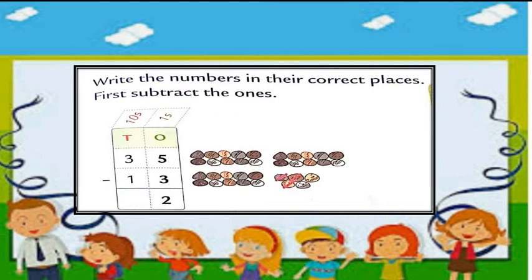So first of all we are going to subtract 3 from 5. Look here, my dear students. We have 1, 2, 3, 4 and 5 stones. Out of that we cross out 1, 2 and 3. Now see how many stones are remaining. 1 and 2. So 5 minus 3 we get 2.